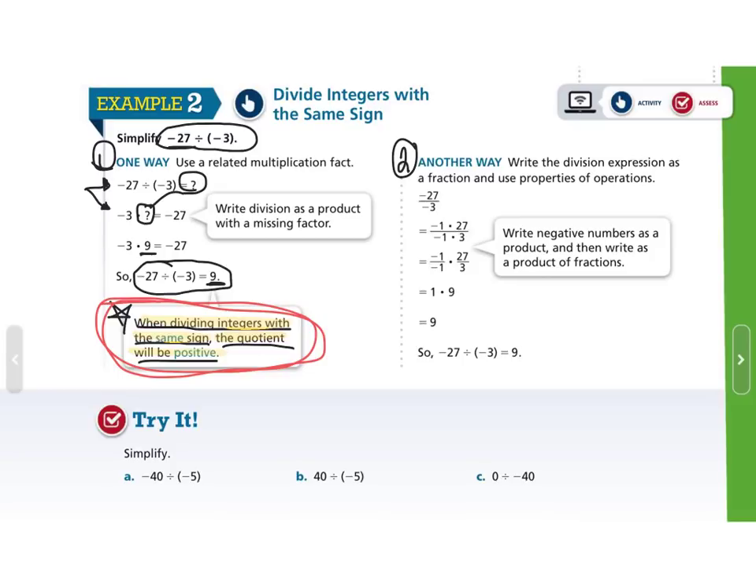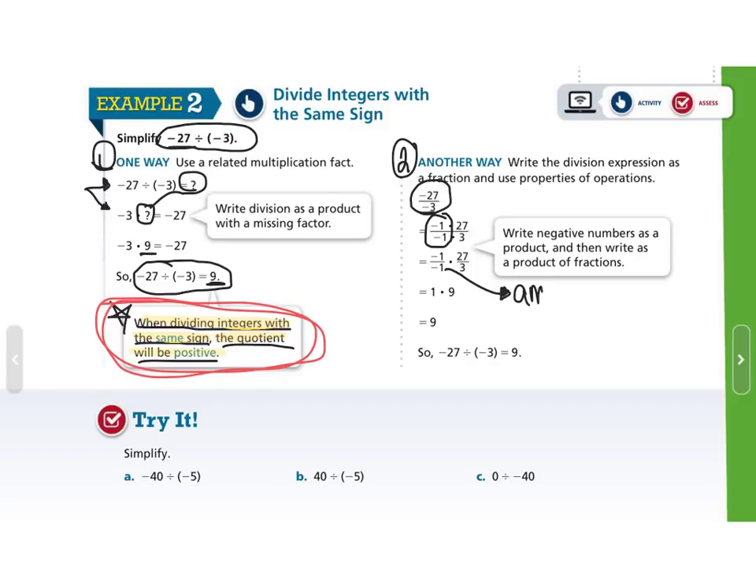Another way to do this is to think of this as a fraction. Remember, division and fractions are related because that fraction bar is another way to write a division sign. So as you can see here, they've turned that negative 27 divided by negative 3 into a fraction form. And then they took and factored out a negative 1 from both the 27 and the 3.